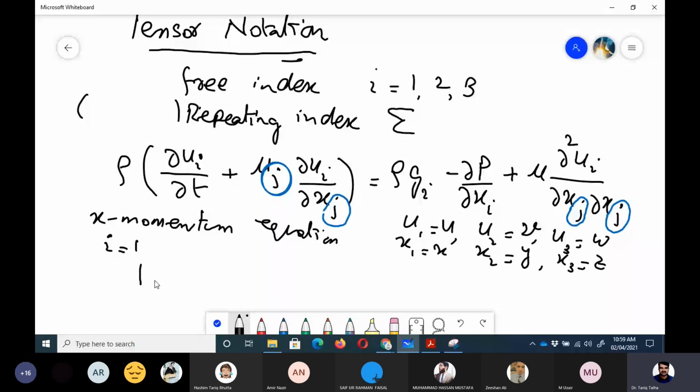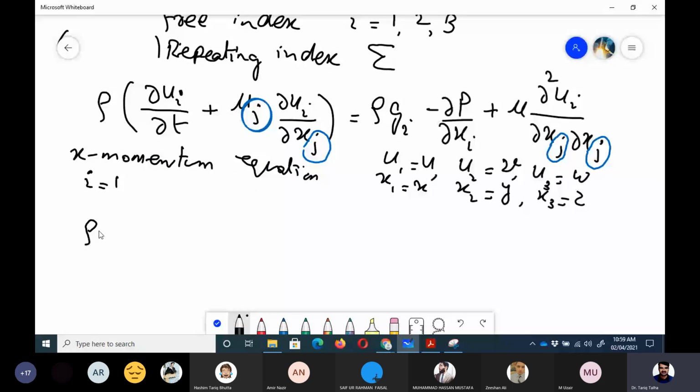Sorry, there is some lag. So if I write, the first term would be rho into partial u1, partial u1 is partial u, by partial t plus. Now because there is a repeating index, it means that we need to take the summation. Summation means from j is equal to 1 to whatever dimension we are talking about. So because we are writing the equation for 3 dimensions, j would start from 1 and it would go up till 3.